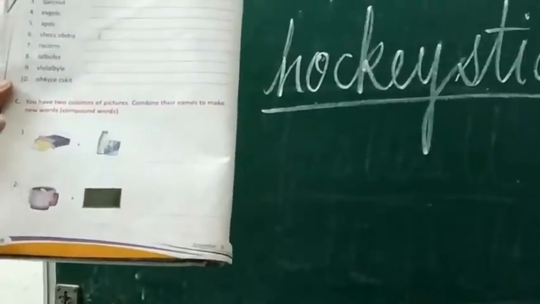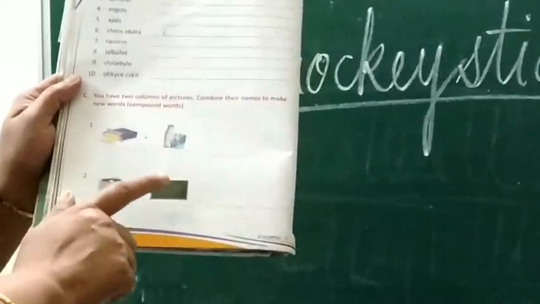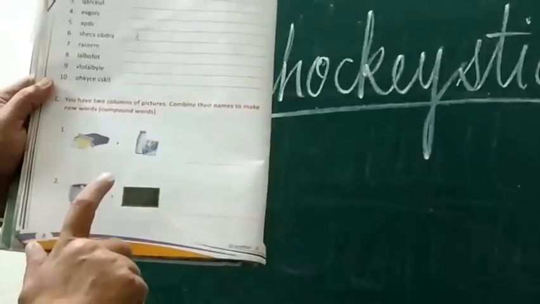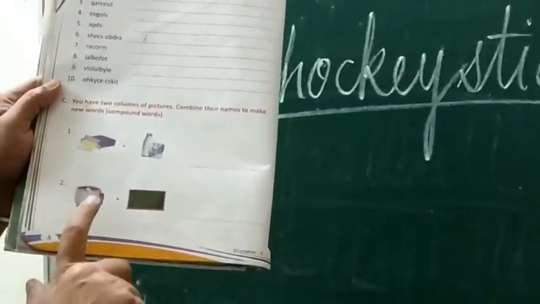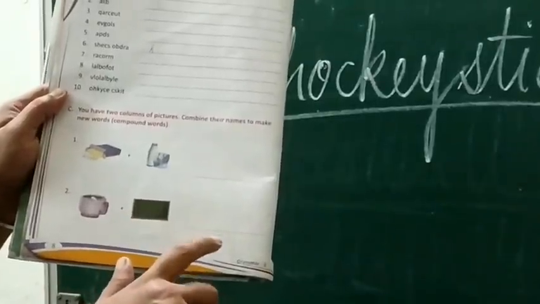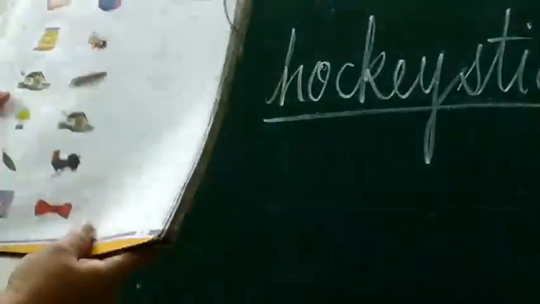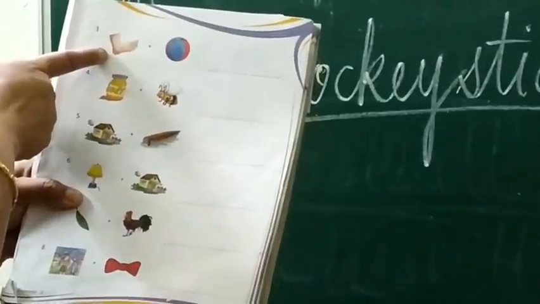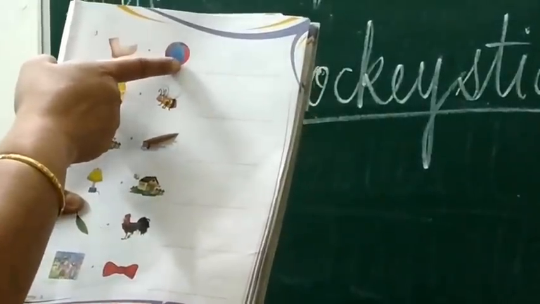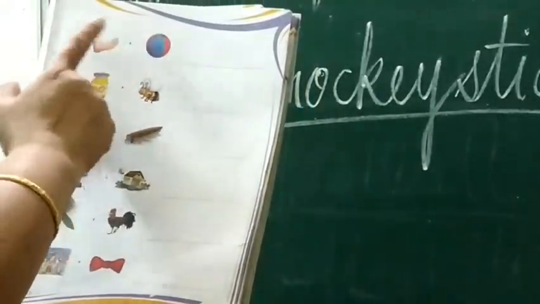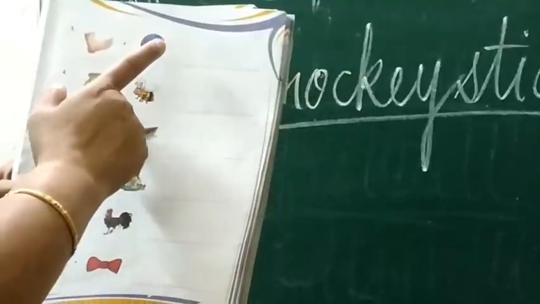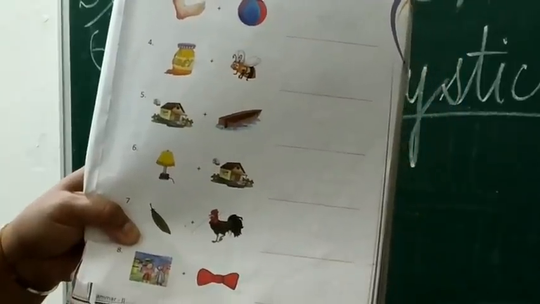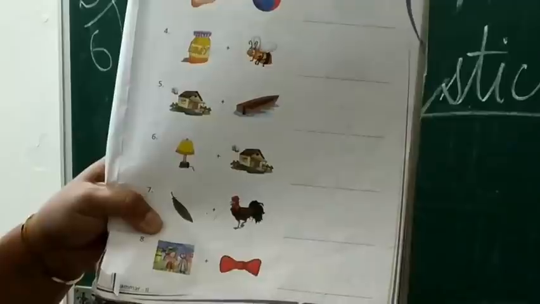In the second one, the first picture is cup and the second picture is board. When you combine both the words, which new word will form? It is cupboard. Okay, now let's see the third one. In the third one, the first picture is foot and the second picture is ball. When you combine both the words, which new word will form? It will be football.